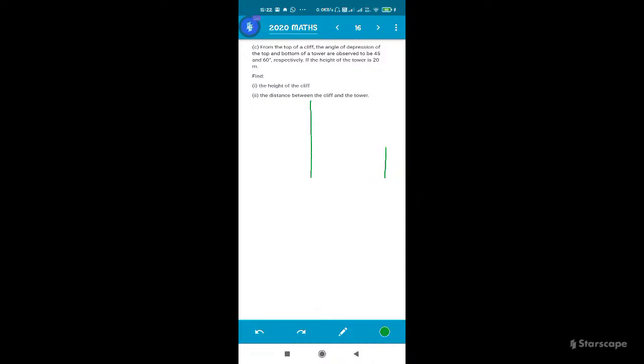Okay, so let us make the diagram accordingly. This is the distance between the cliff and the tower. My cliff is denoted as AB and my tower is denoted as PQ. Or rather, let me write it as CD itself. CD. Okay. So from the top of this cliff, that means from point A, the angle of depression of the top of a tower is 45-degree.